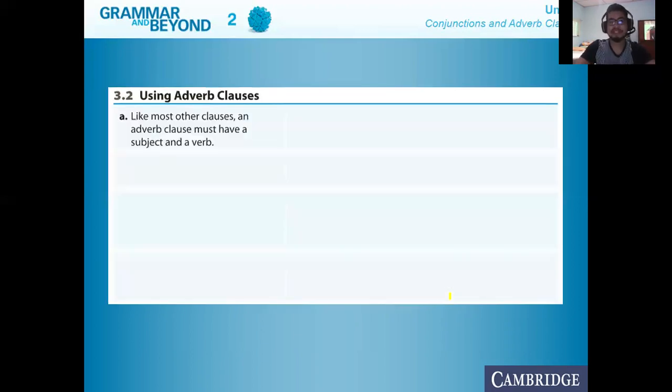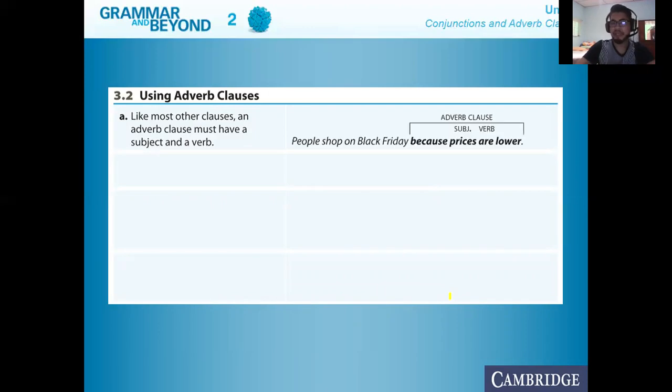Now we're going to see the uses. Like most clauses, an adverb clause must have a subject and a verb. Obviously, we have people on Black Friday because prices are lower. Prices, in this case, will be your subject and are will be your verb. Therefore, we have a clause with subject and verb.